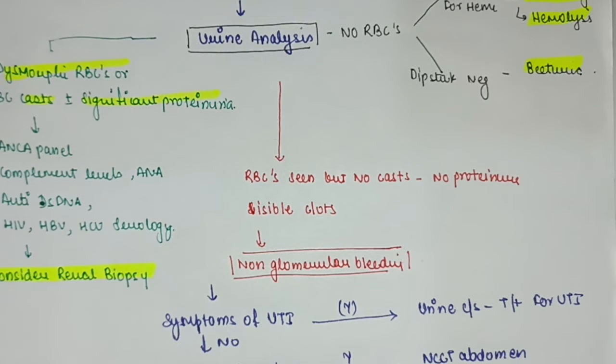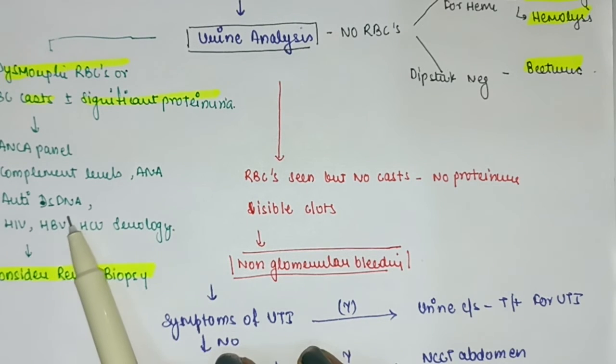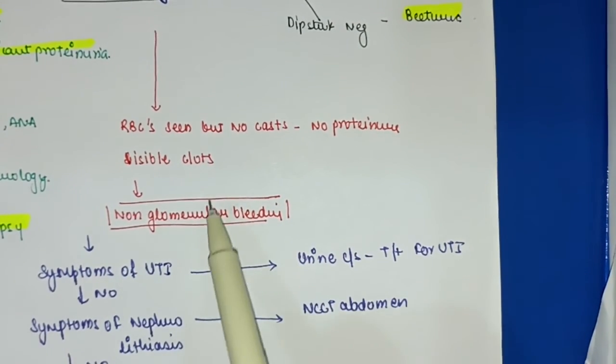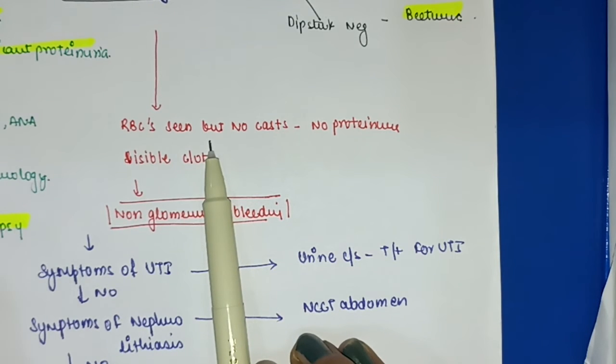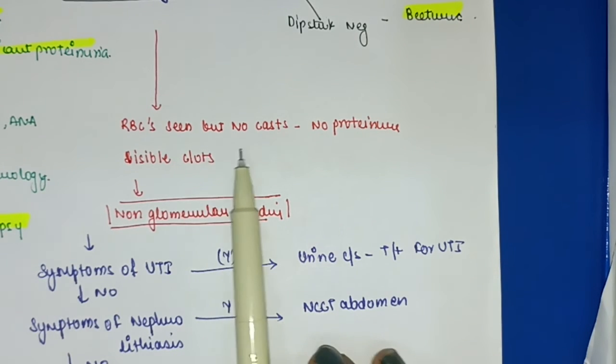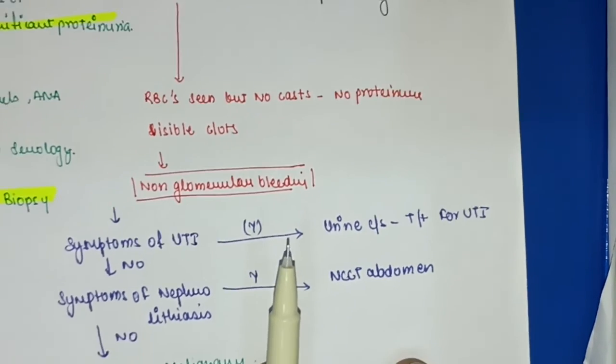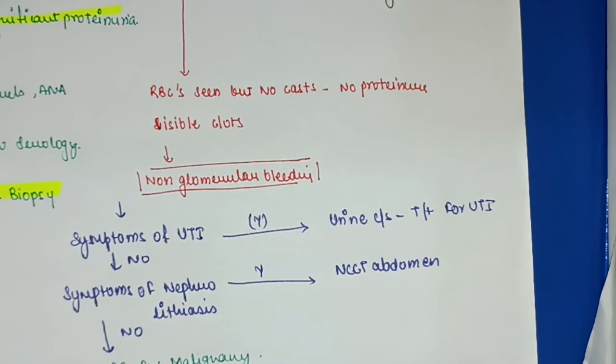So if on urine analysis dysmorphic RBCs or significant proteinuria is present, first send the autoimmune panel. If the diagnosis is not made, consider renal biopsy. Next, if on urine analysis hematuria is present, RBCs are seen but no casts, no proteinuria, and no visible clots on examination, then the chances of non-glomerular bleeding are very high. So then we have to rule out the causes of non-glomerular bleeding like we have already discussed.